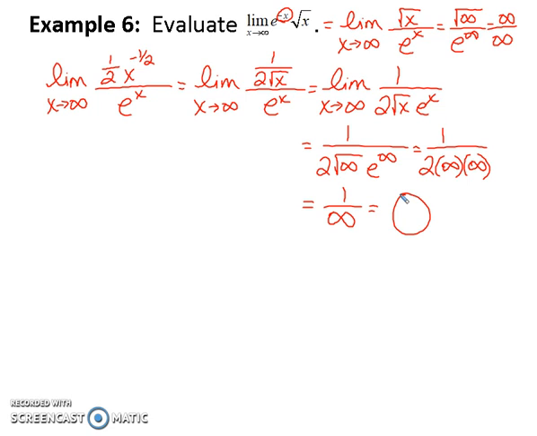All right, so that concludes the L'Hopital's rule practice. You've got some AP practice questions below there. Give those a try, and we will talk about them the next time I see you in class.